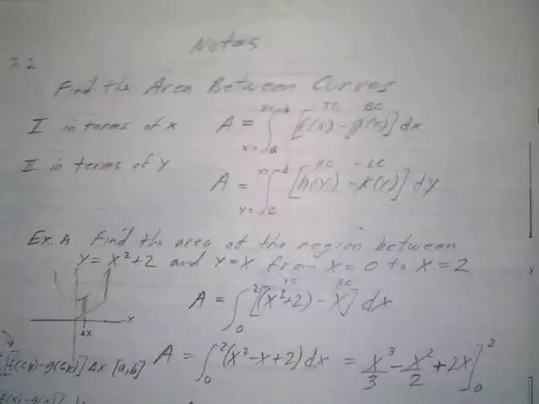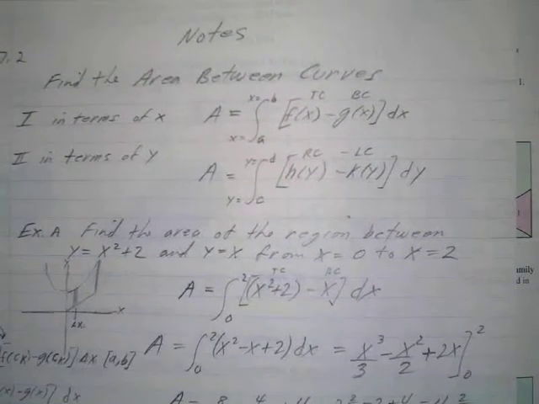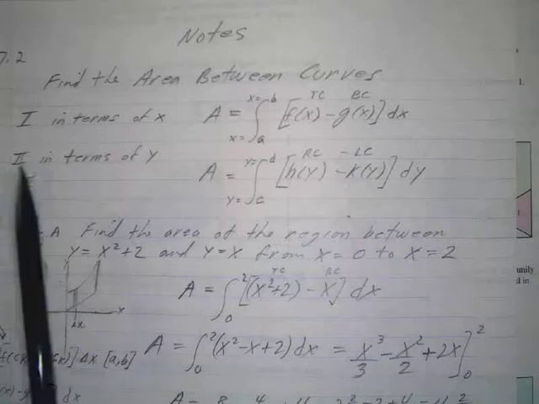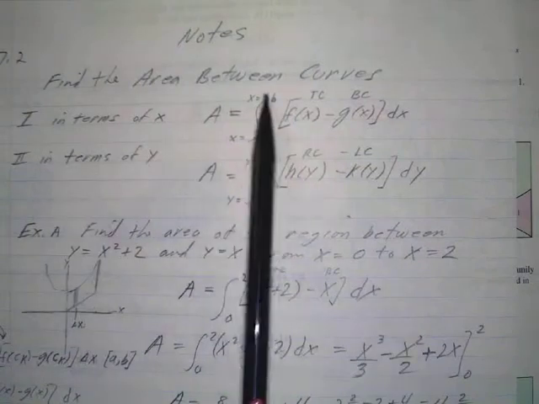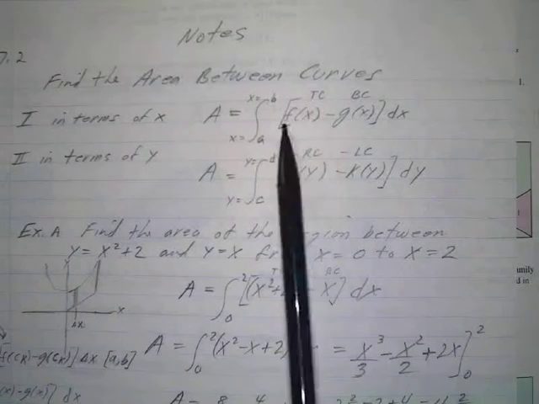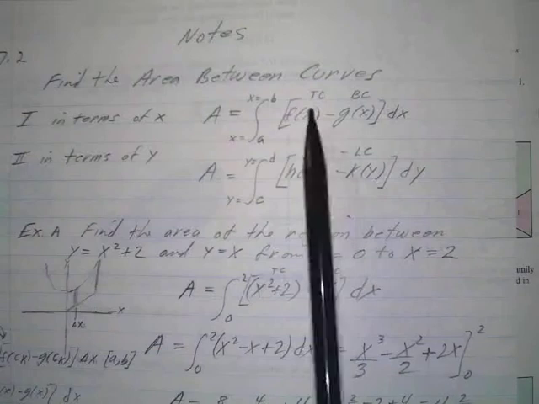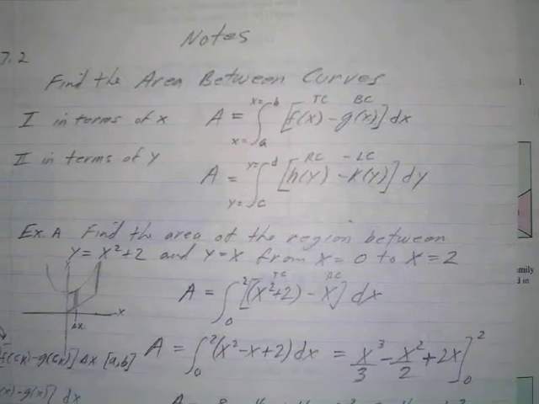I wrote these up in the notes that I made up, and you can take a look at that. To find the area between curves in terms of x, the area would be from x equals a to x equals b. These would be the limits in terms of x. And that would be f of x minus g of x. In this case, this is the top curve minus the bottom curve.